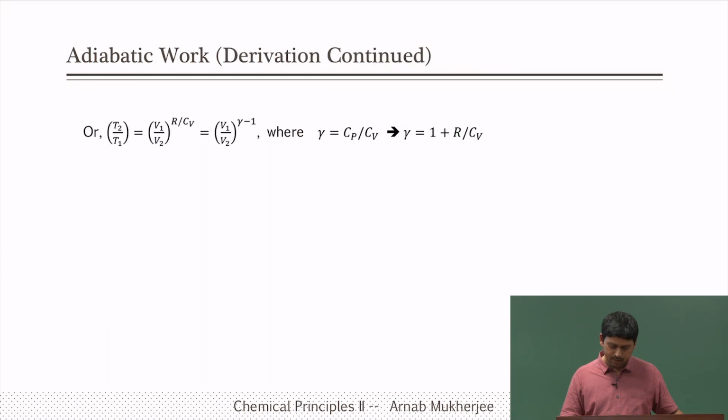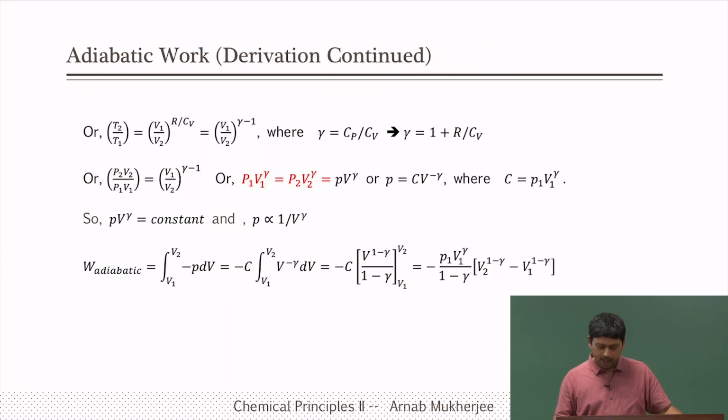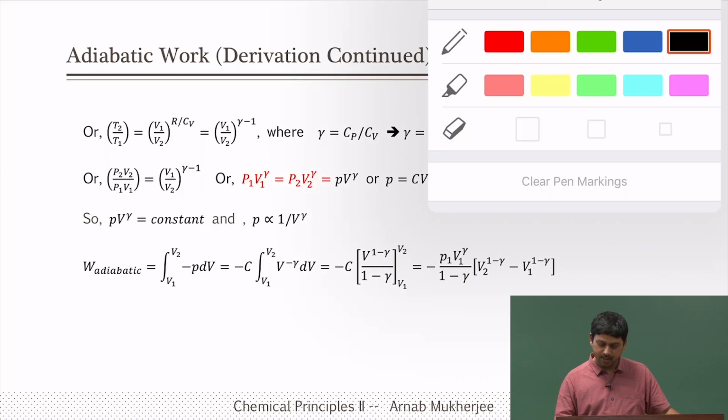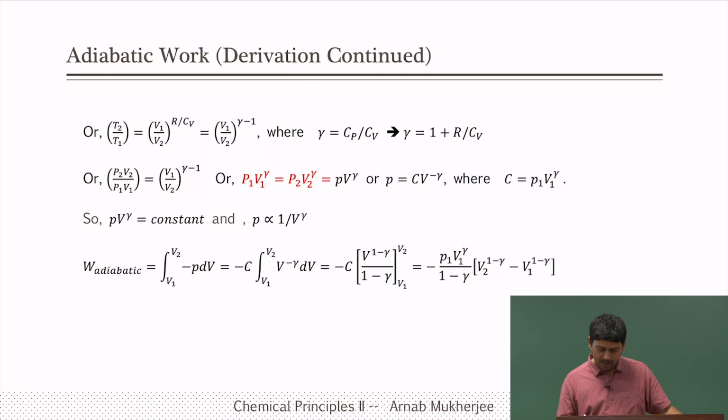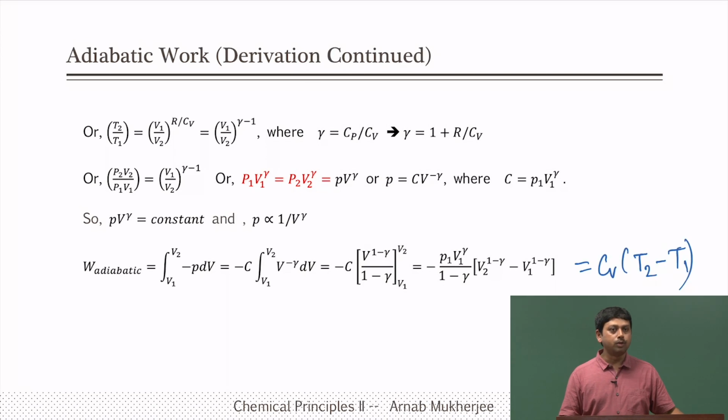This is a derivation that we have already done. So, this is now the expression for work, and you see this is same as C v times T 2 minus T 1, do not forget that. So, if you have the information of temperature, you use this C v T 2 minus T 1 formula. If you do not have the information of temperature, you have to use this complicated formula.